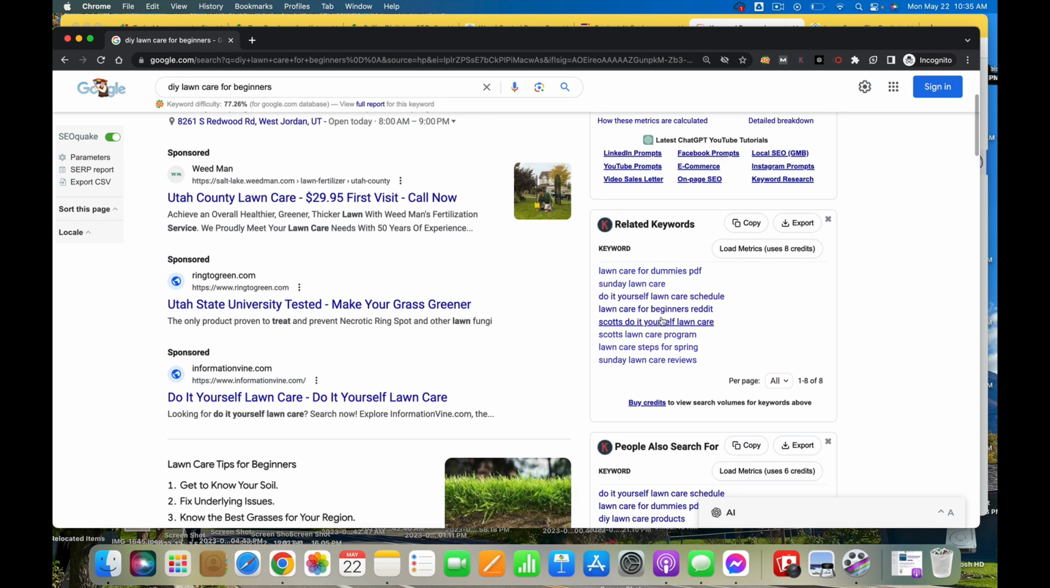So related keywords that we can talk about is they have lawn care for dummies PDF, which we cannot use. Why? Unless we're selling the dummies book, because that is a registered trademark. Sunday lawn care, I don't know exactly what that is. Do-it-yourself lawn care schedule. Perfect. That's a really good keyword.